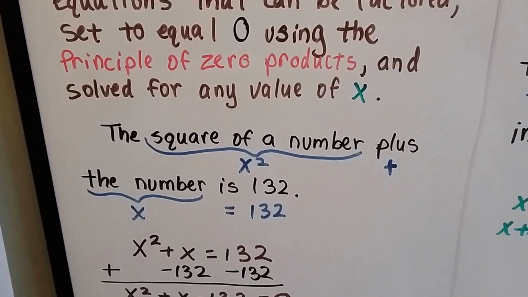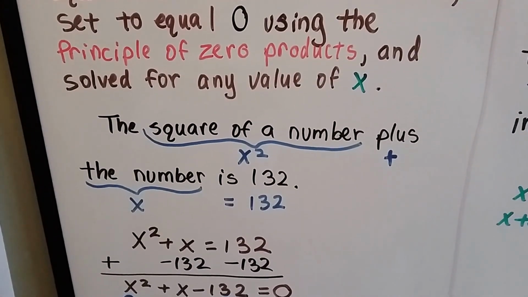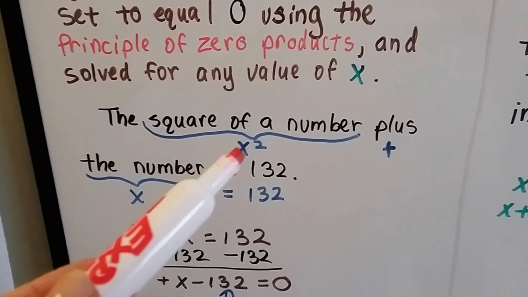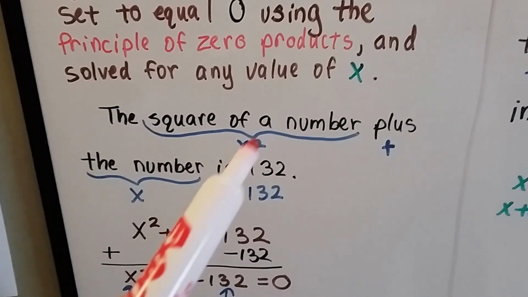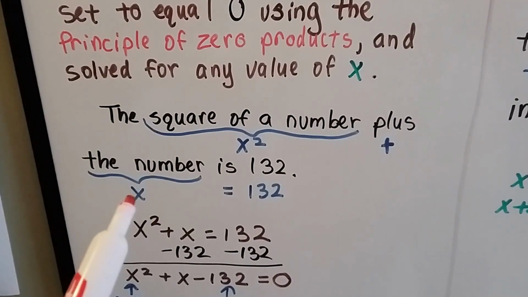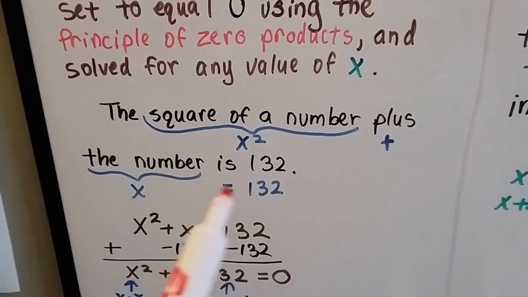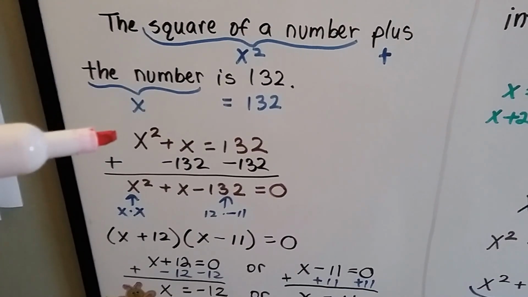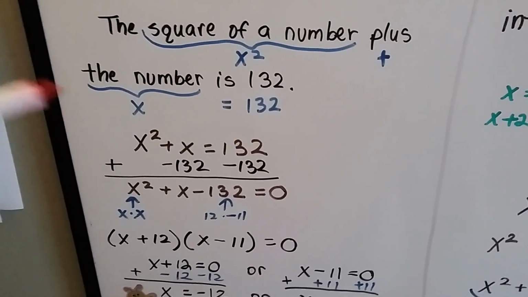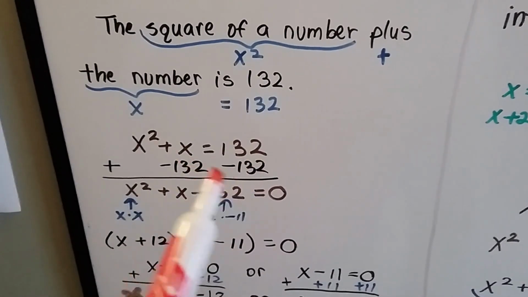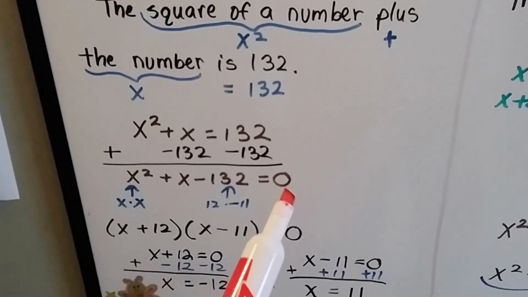If we have the square of a number plus the number is 132, the square of a number is going to be a variable squared. In this case, x squared. Plus means we're going to add. The number, again, is that variable x, and it's going to equal 132. So our equation is x squared plus x equals 132. For the principle of zero products, we add a negative 132 to each side to set it to equal 0.